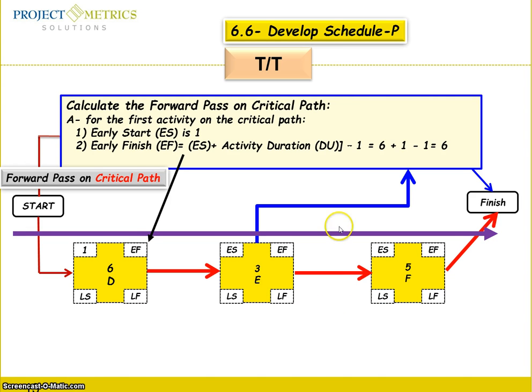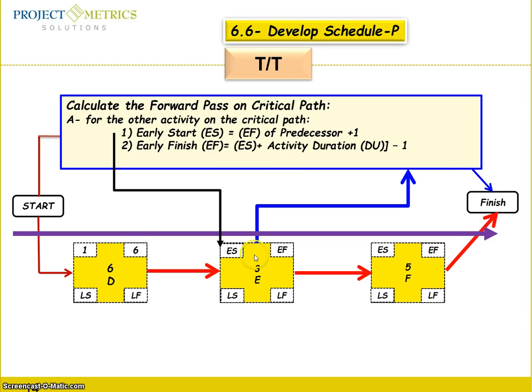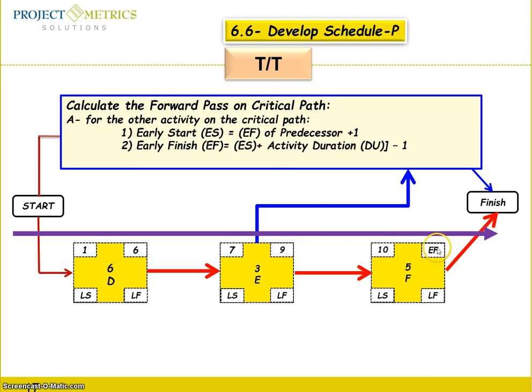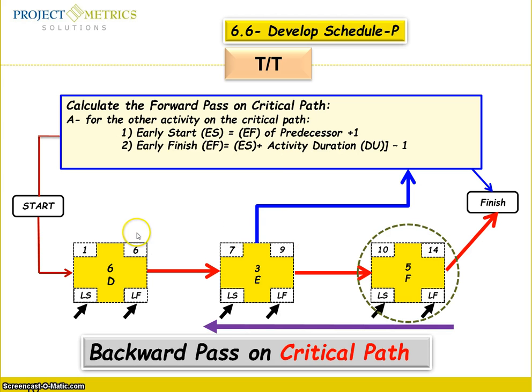It's very easy. This is the equation on top here. You mark your early start with 1, and then you calculate the early finish. According to this equation, early start plus activity duration minus 1, you come up with 6. Then the early start for the next activity, the same thing, is very easy. You go for the equation and you come up with number 7. Then you calculate the early start and early finish, and you are done with the critical path forward pass.